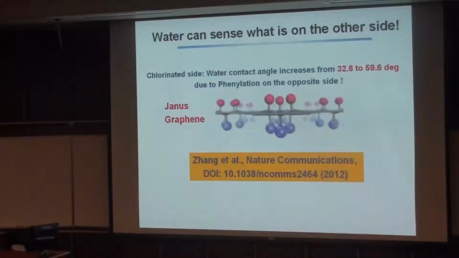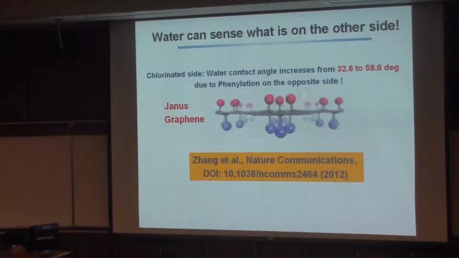There's also a paper that also came out recently where they made Janus graphene. So Janus means two-phase, right? So on one side of the graphene sheet, they use one type of functional group. On the back side, they use a different type of functional group. And what they found was that if you have a functional group only on one side, and this functional group was actually hydrophilic, they got a very low contact angle. Now, as they functionalize the back side with the hydrophobic group, the contact angle goes up from 30 degrees to about 60 degrees.